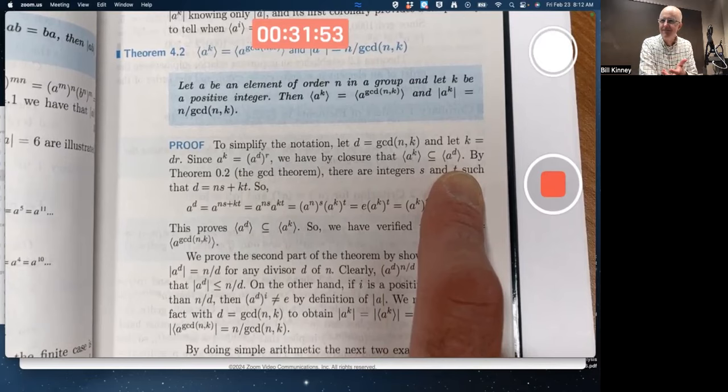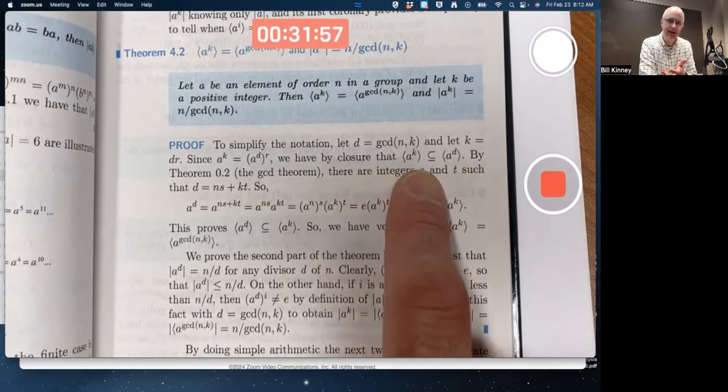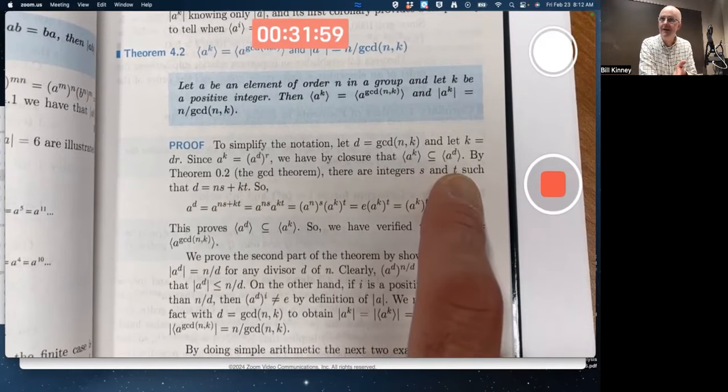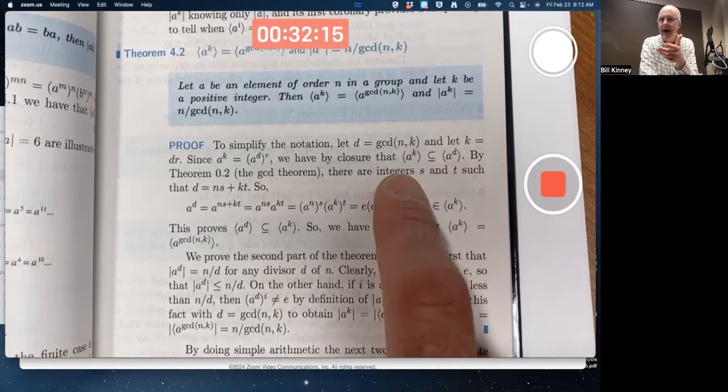Say that again. Why is closure invoked? We know A to the K is in here, and we've just shown it's in here. It's really the closure of the subgroup on the right. That's a subgroup. It's closed under multiplication. In particular, since A to the K is in it, any power of A to the K is in it. And that's why this is a subset of that, because this by definition is all powers of A to the K.